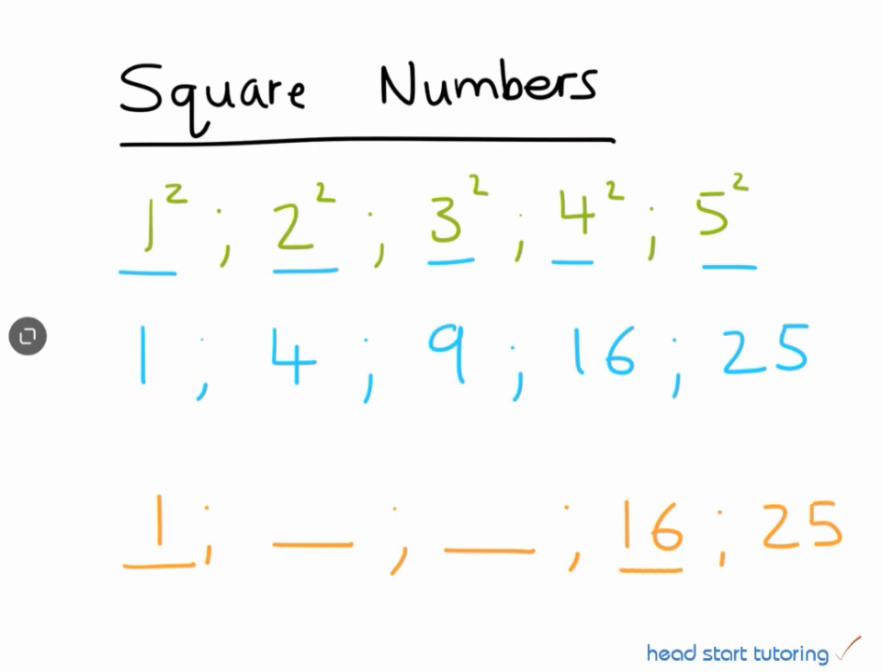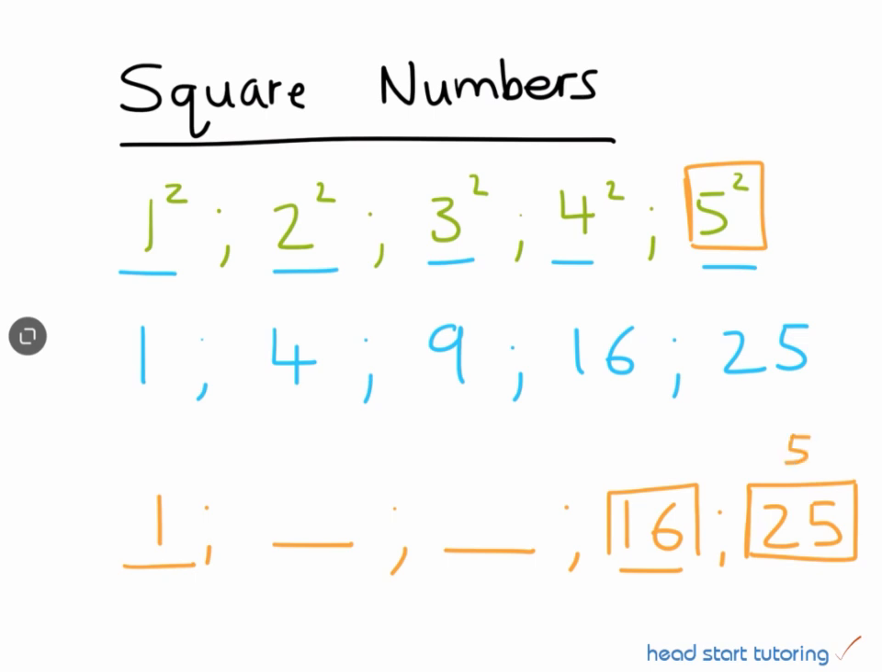So we need to try and remember that 1 times 1 is 1, which means 1 is a square number. So then we have a look at 16. Is 16 a square number? Yes, it is. 4 times 4 is 16. Let's have a look at 25. Is 25 a square number? Yes, it is, because 5 squared is 25.